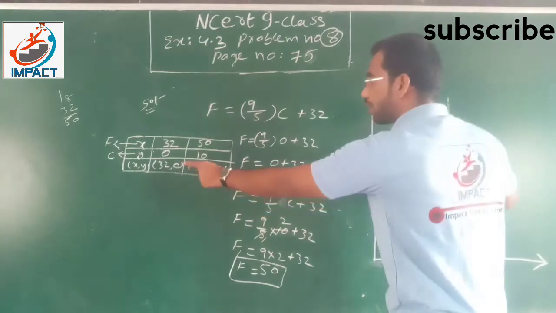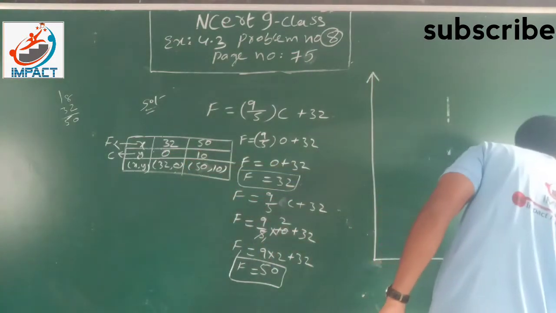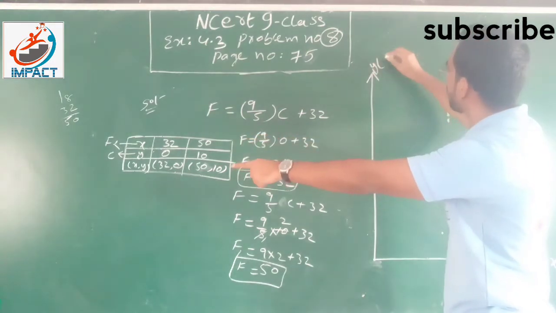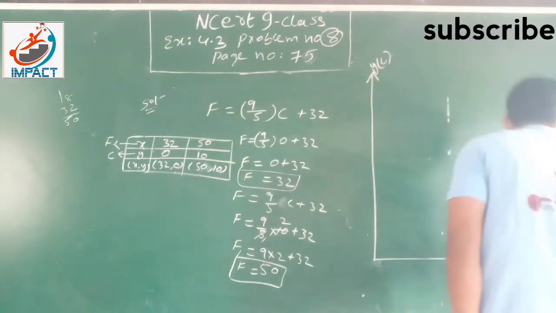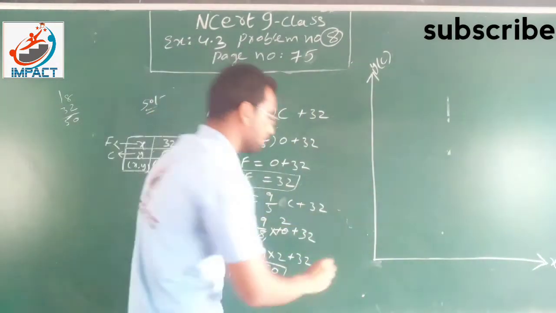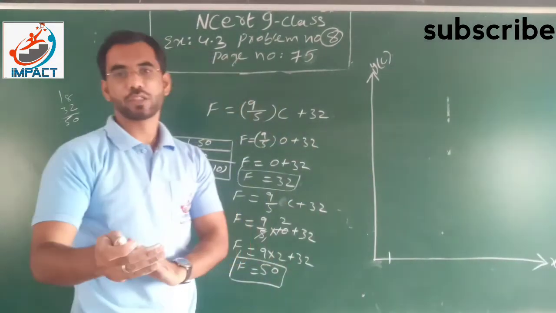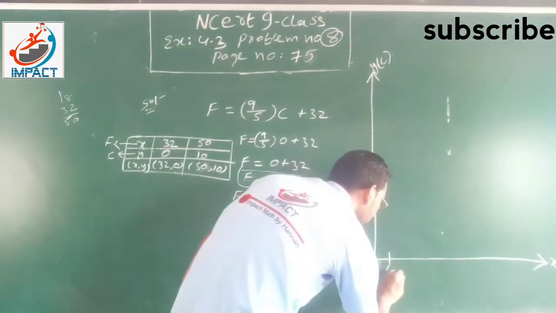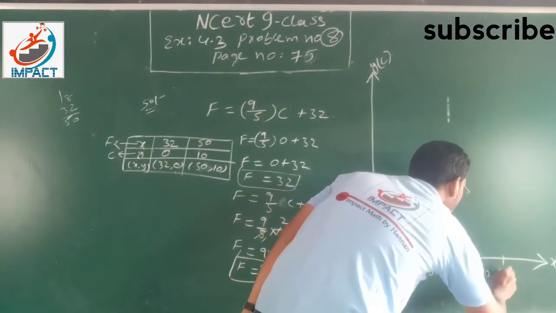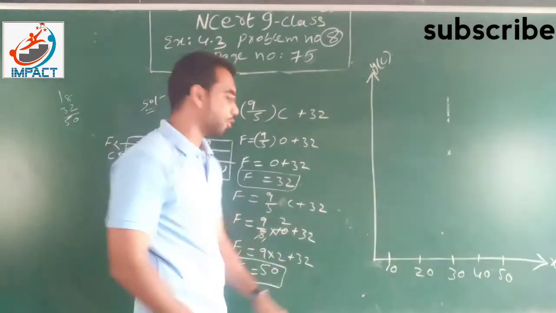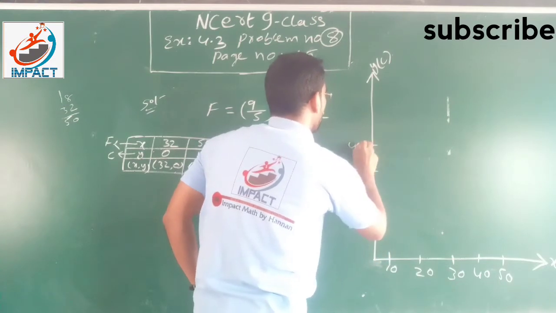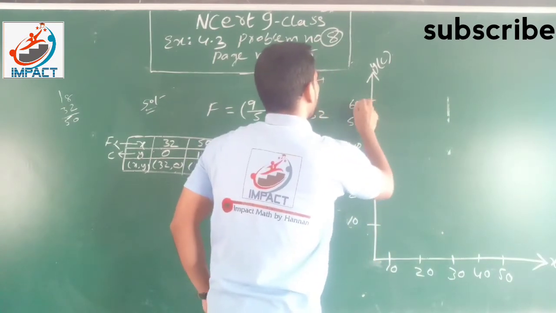X is F, so here it is x. And y is C. So here I am taking C and here I am taking F. Now we should place the points. We will take a 10 gap difference. Here 10, 20, 30, 40, 50. You can take more also, no problem: 10, 20, 30, 40, 50, 60.